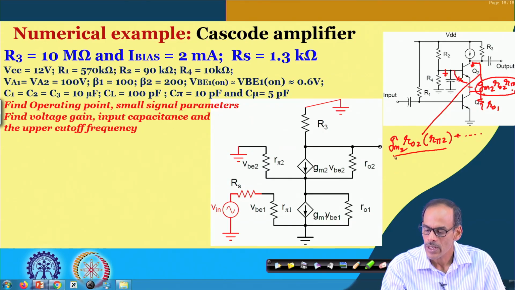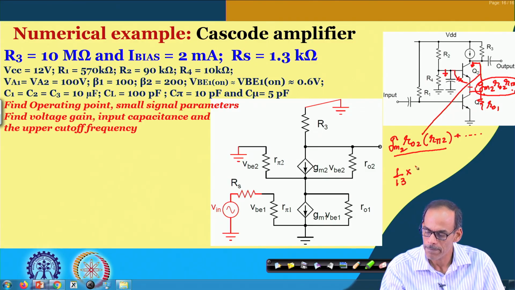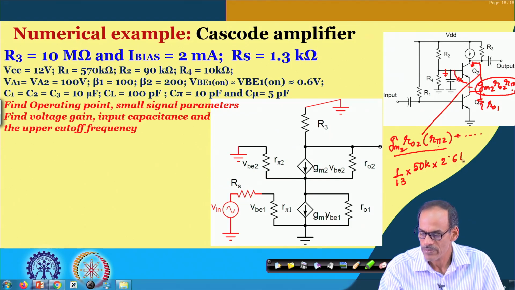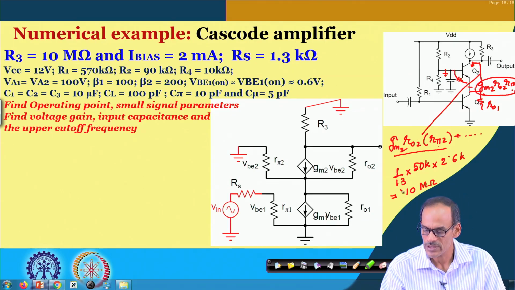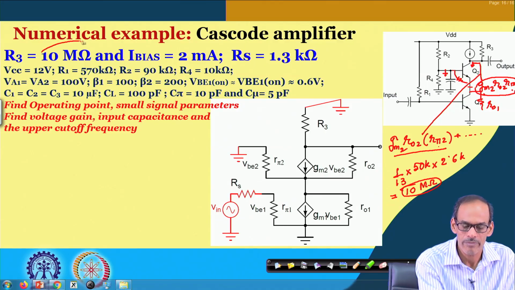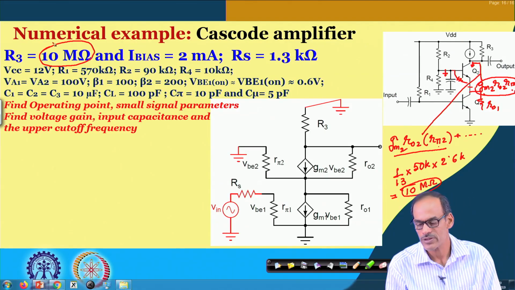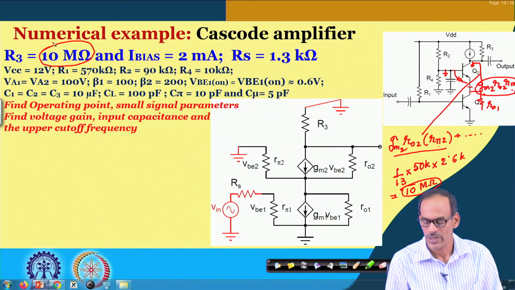multiplied by rπ of transistor 2 plus maybe smaller entities over which this term is dominating. If you put the numerical values here, particularly gm is 1 by 13, ro2 is 50 K, and rπ2 is 2.6 K, that gives us 10 mega ohm. In fact, this is the reason why we have picked this 10 mega ohm. It is not only feasible, but also a meaningful value.